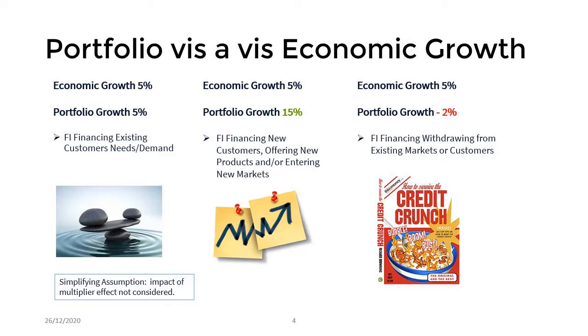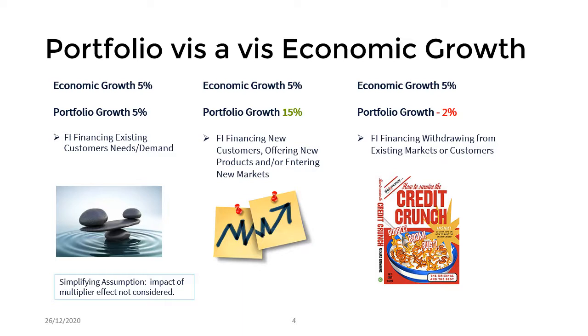The second case illustrates a portfolio growing at a rate that exceeds economic growth. In this case, the economic growth is assumed to be 5%, whereas the portfolio has grown at 15%. This example would likely indicate a financial institution financing new customers, offering new products and services, and entering into new markets. Clearly, this scenario reflects greater risk than the previous scenario.